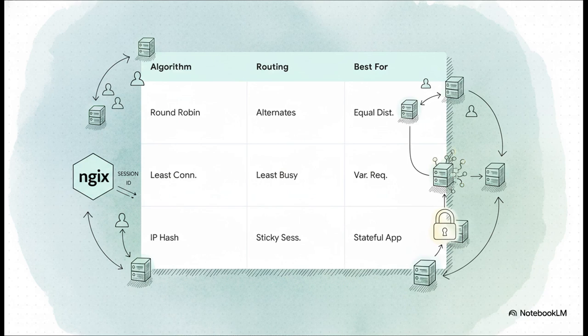Round robin strictly takes turns. Request 1 to server 1, request 2 to server 2, and so on. Then there's least connection, which intelligently routes traffic to whichever server is currently the least busy. And IP hash is fantastic. It creates a sticky session, basically guaranteeing that if a user comes back, they get routed to the exact same server they originally started on.